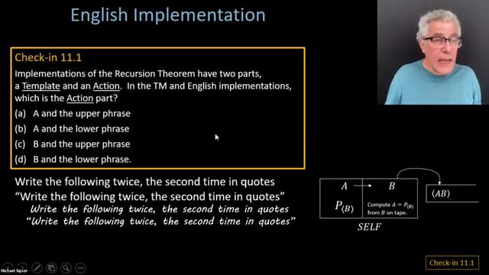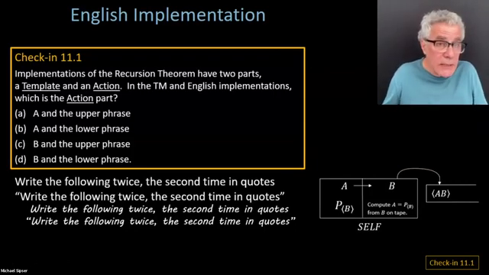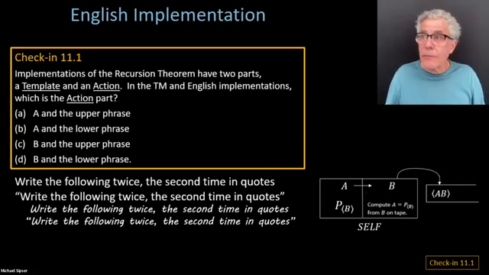And then I'm going to ask you to pick, in the Turing machine, which is the action and which is the template, and in the sentence, which is the action and which is the template. The action is the part where there's some interesting instructional stuff happening that you have to carry out. The template is really basically just text, or just code, just a string. Okay, so let me pull up that poll. See what you think.